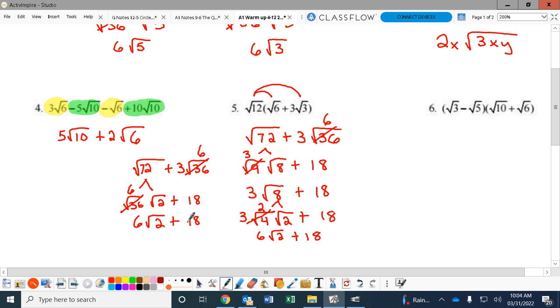The final answer is the same. It's just more work if you break it down into smaller numbers first. The problem is people stop at this point, and you can't stop here. You've got to keep going down to the final answer.